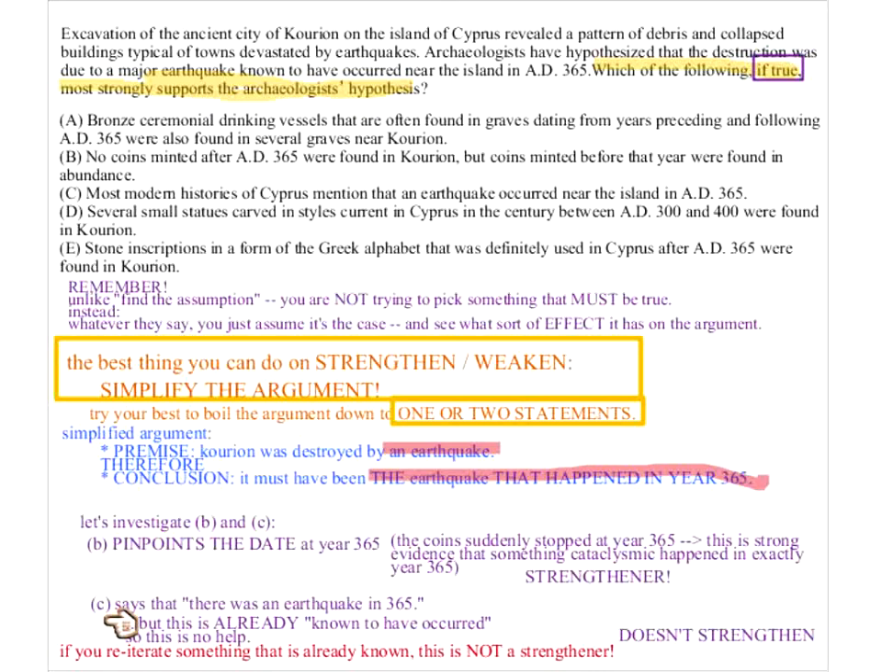Yeah, I was asking, because now we're looking for new info, right? The coins were minted after 365. It's new info. Choice C, it doesn't give us new info. It just restates what we have in the argument. So that's what you refer to when saying that something must strengthen the conclusion.